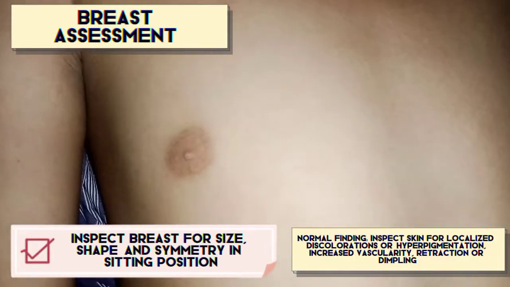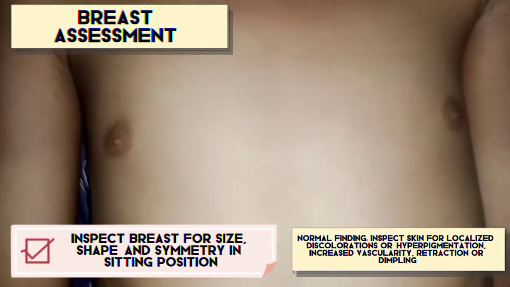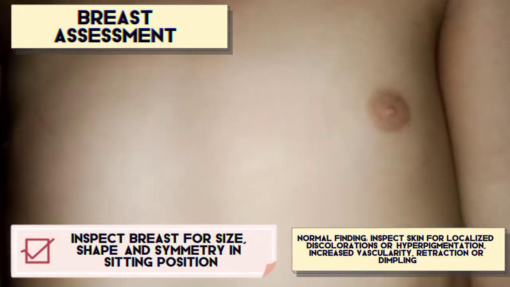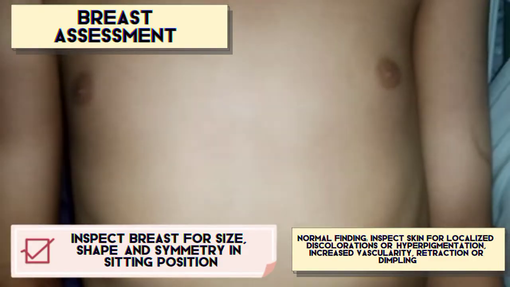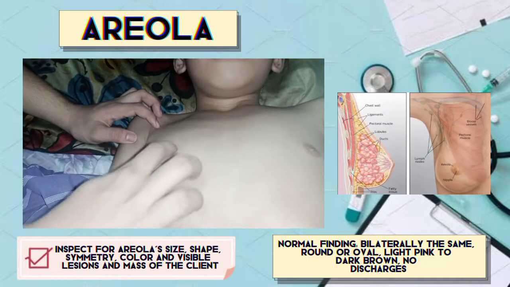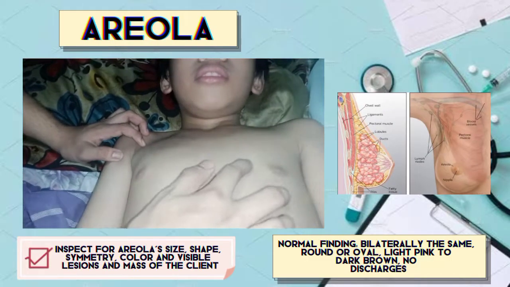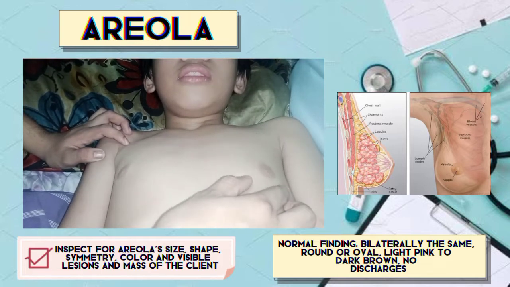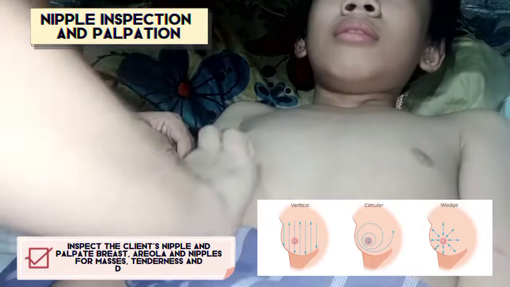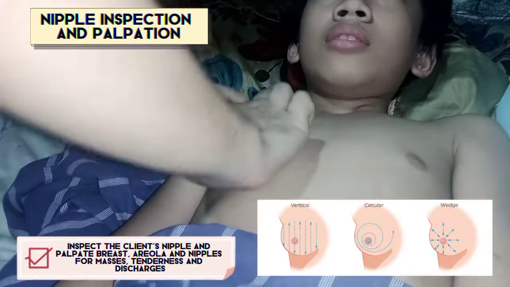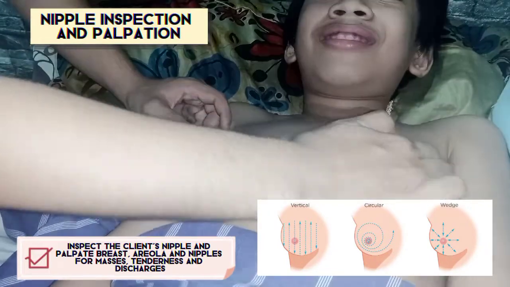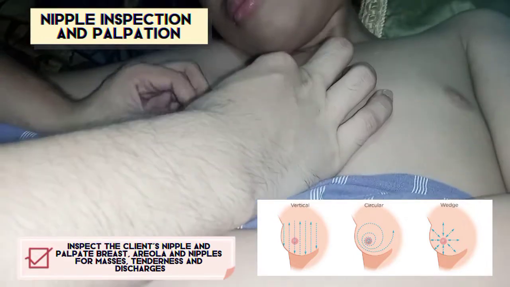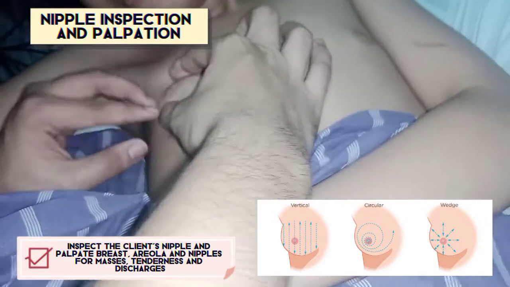After that, inspect breast for size, shape, and symmetry in sitting position. Inspect for size, shape, symmetry, color and visible lesions and mass of the client. Next, inspect the client's nipple and palpate breast, areola and nipples for masses, tenderness and discharges.